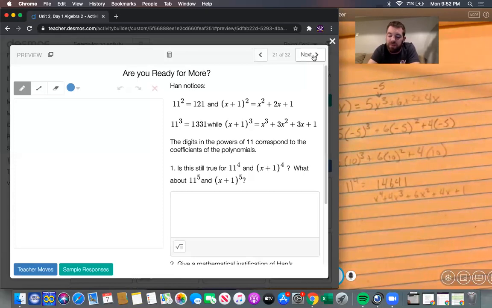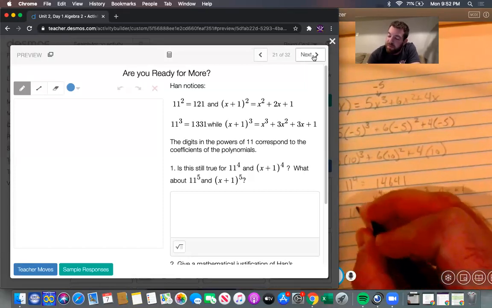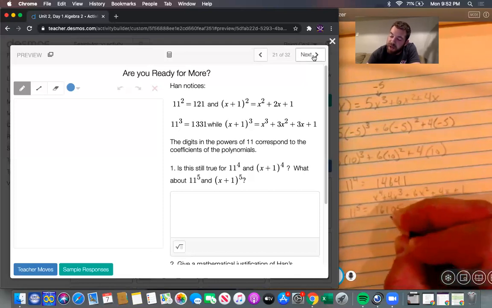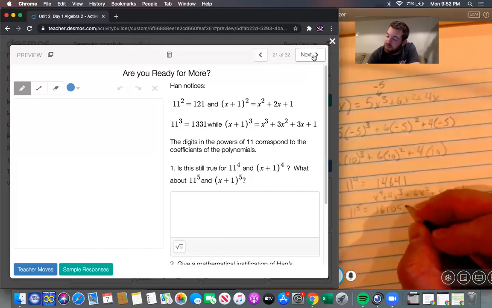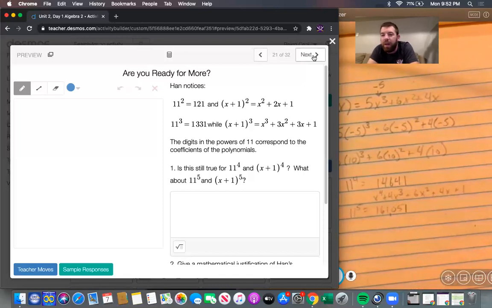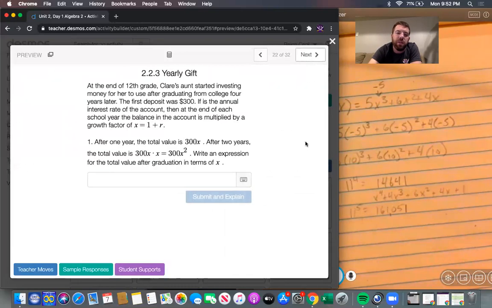However, when it's 11 to the 5th, 11 to the 5th is 161,051. And what happens is when we try to multiply that out, that mirror image doesn't take place. Our numbers are getting too big. We're having ones carry over. And so there we go. Okay, and so now let's go to the next one.